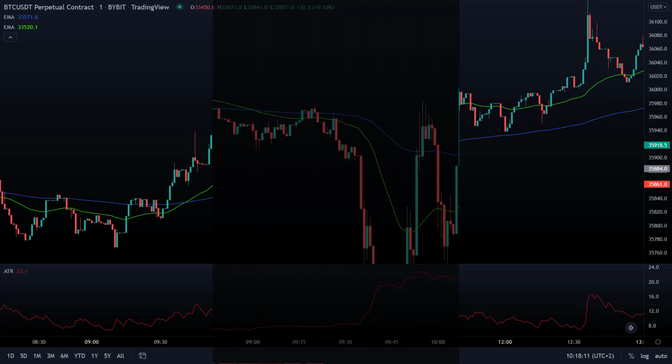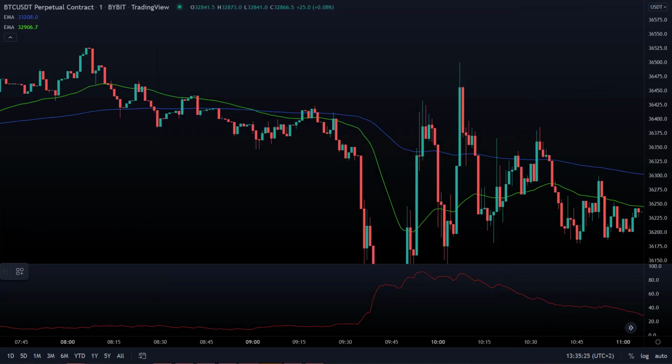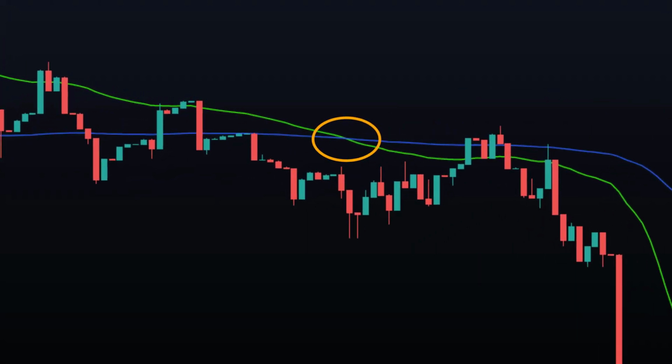You can also execute this strategy in a downtrend. In that case, if you want to execute a sell position, you have to wait until the 50 EMA drops below the 200 EMA. So again, we want to see a cross between the lines, but now in the opposite direction, as you can see here on the price. We see a cross between the lines, after which the price makes a drop back towards the 200 EMA.